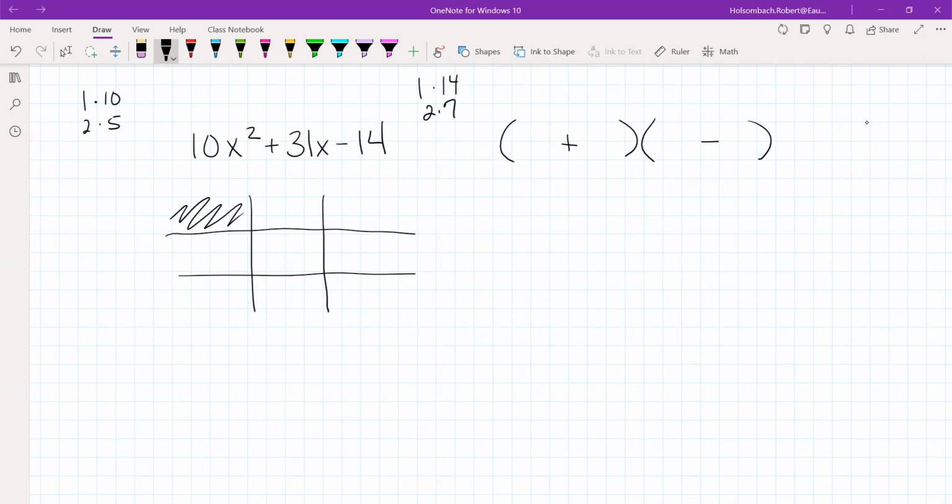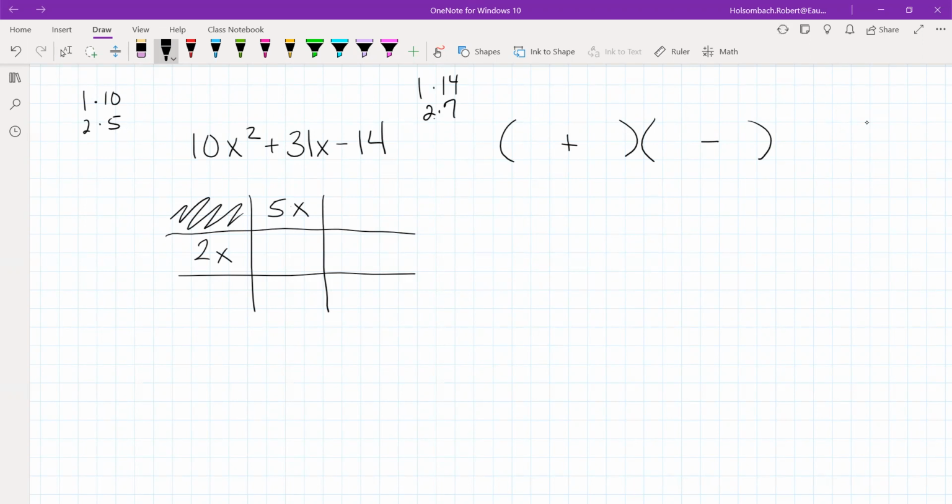So since we got to get to a 31 in the middle, I'm going to start with a 2x and a 5x. Okay. With the 2x and the 5x, I know that 5x times this 7 gives me a 35. And a 2 times a 2 gives me a 4. And with a 35 and a 4, I can get to a 31.